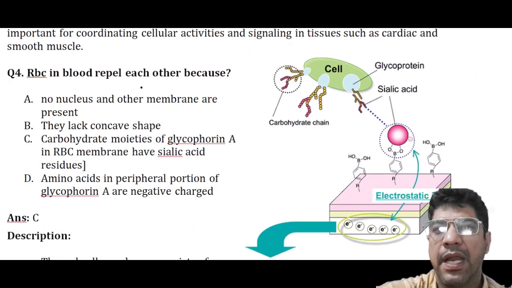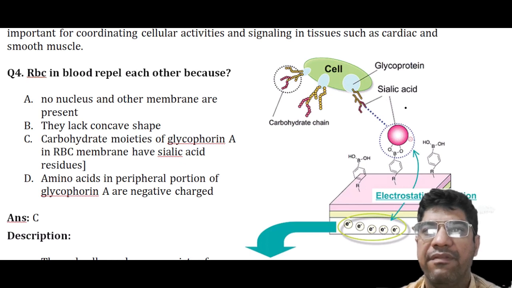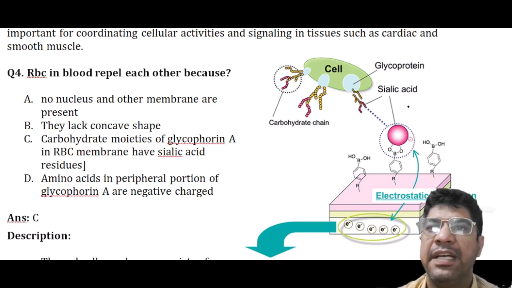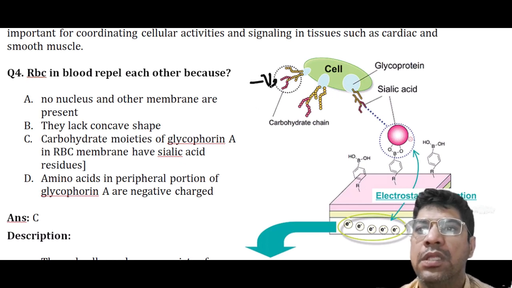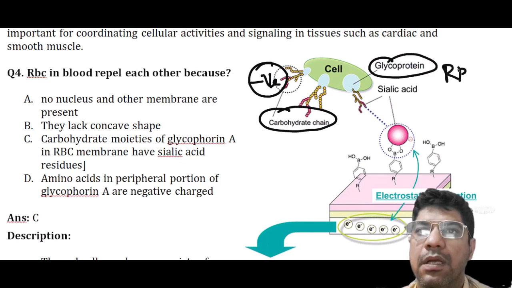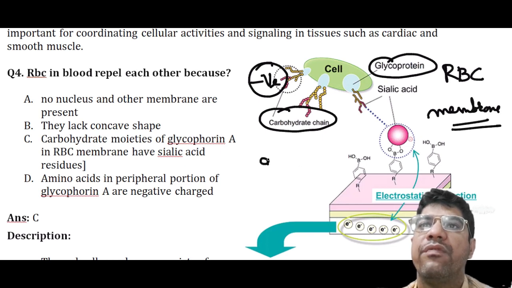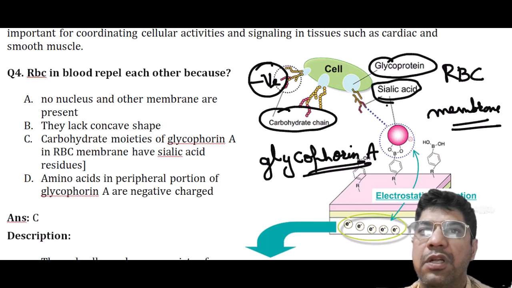It was asked in one of your AIIMS examinations. RBCs in the blood, they repel each other. Well, the repulsion of the red blood cells is due to the negative charge. The negative charge is on the carbohydrate moiety of the glycoprotein in the RBC membrane, particularly glycophorin A, that is heavily modified by sialic acid residues.